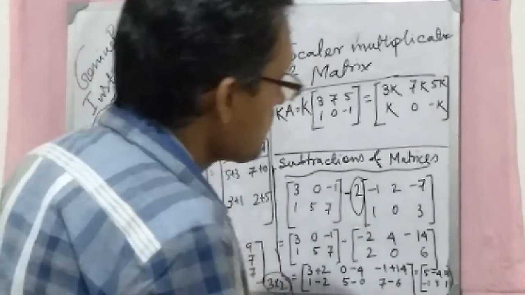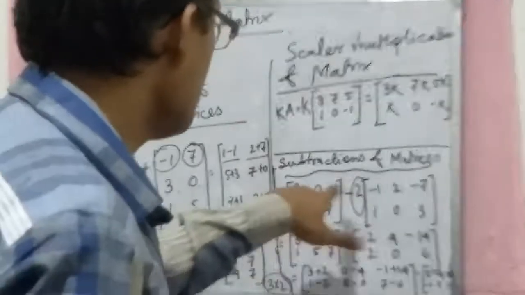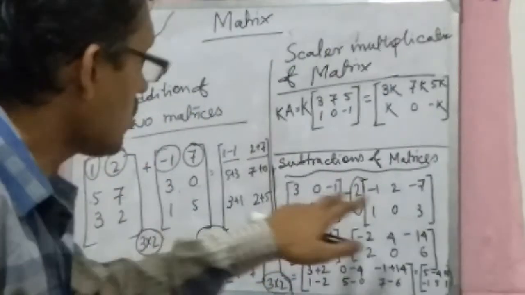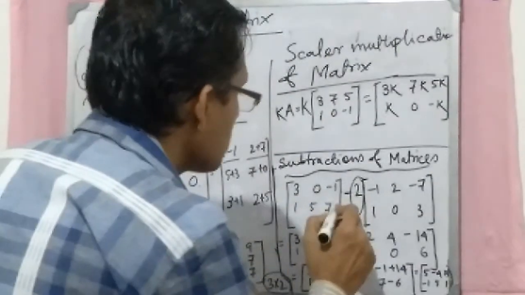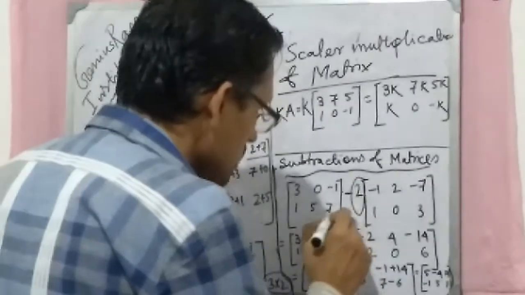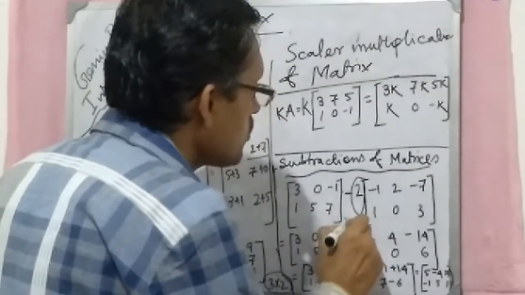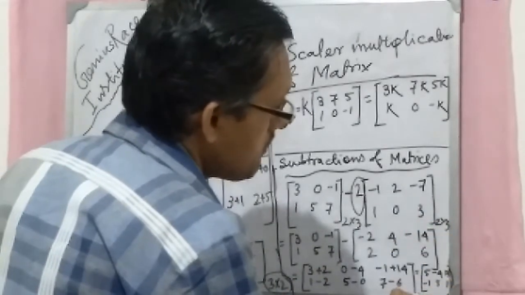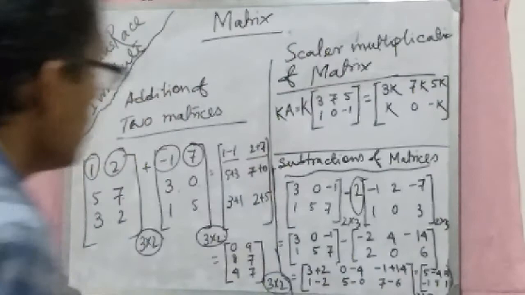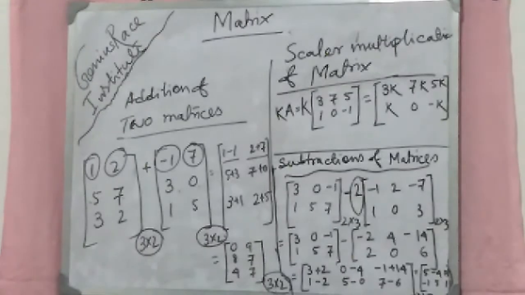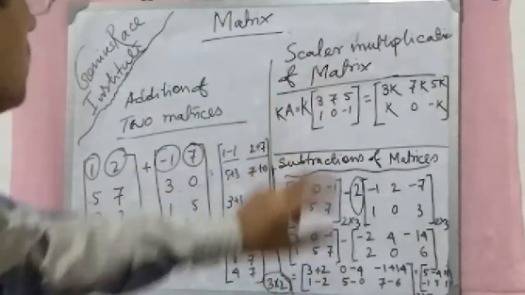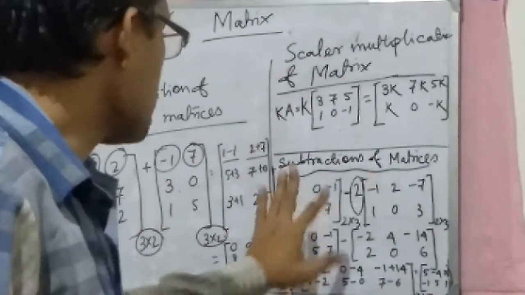And we can observe also two matrices. We consider both of them of order, this is 2 rows and 3 columns, so it's a 2 cross 3. It is also 2 cross 3. So the resultant matrix came, that is also 2 cross 3. So these are the concepts of matrix addition, scalar multiplication and matrix subtraction of two matrices.